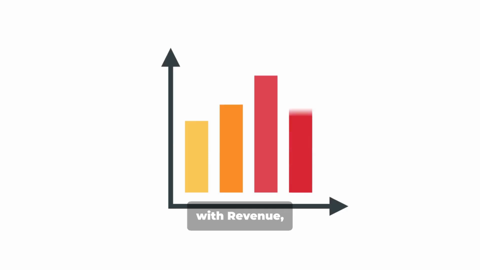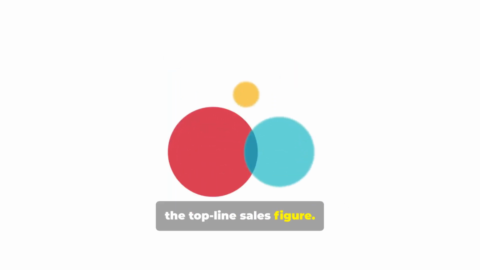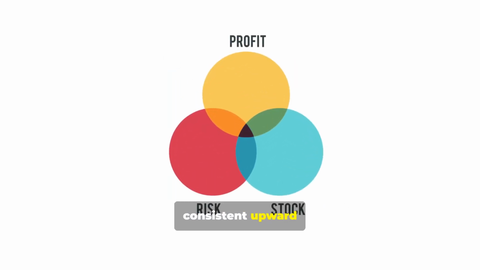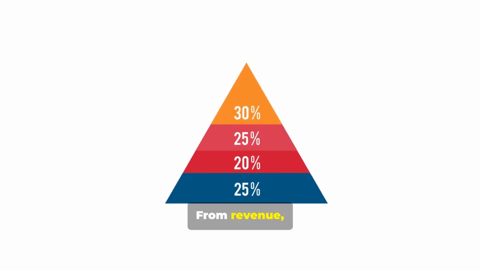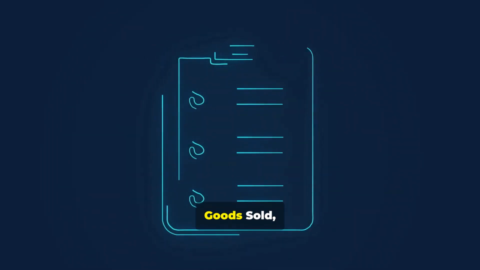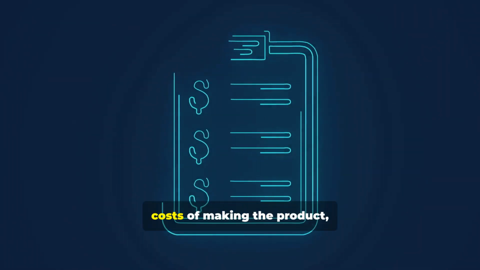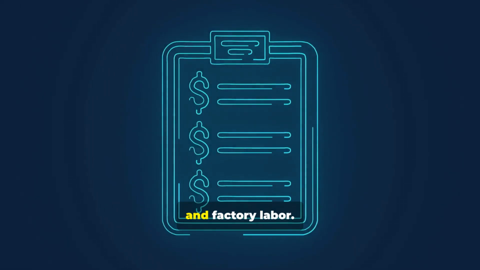The story begins with revenue, the top-line sales figure. We want to see a consistent upward trend over 5 years. From revenue, we immediately subtract the cost of goods sold, or COGS, the direct costs of making the product like raw materials and factory labor. What's left is gross profit.